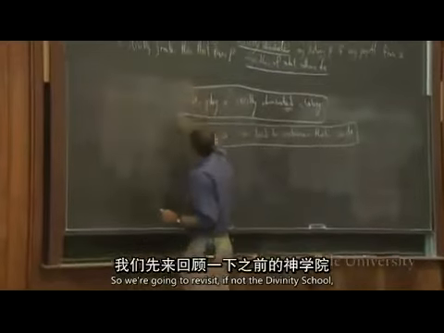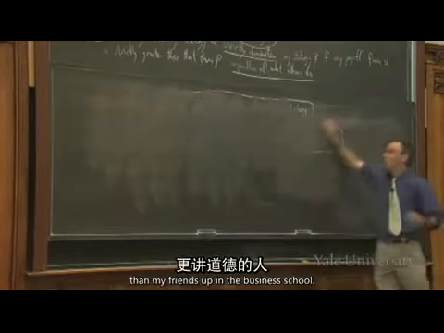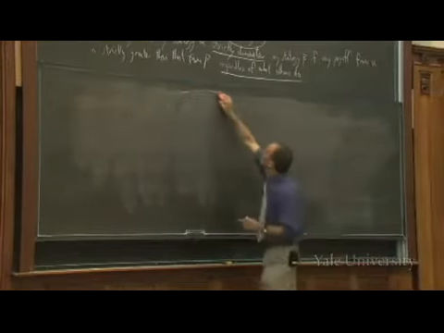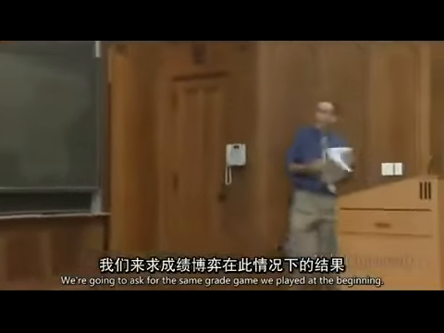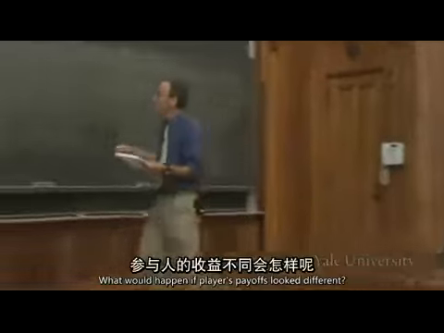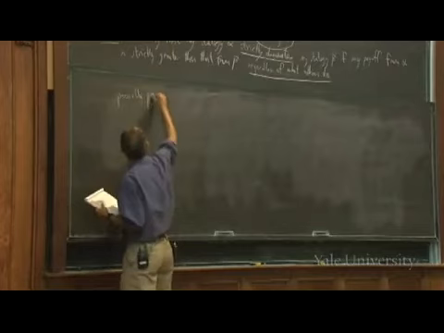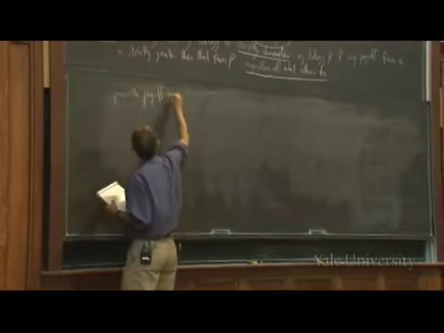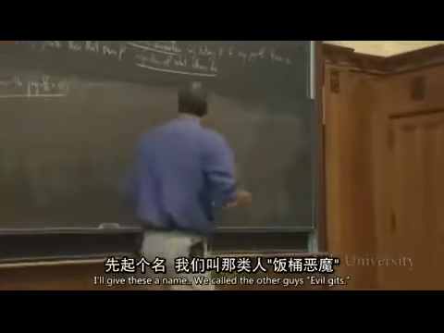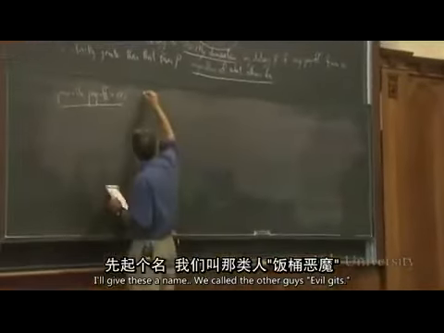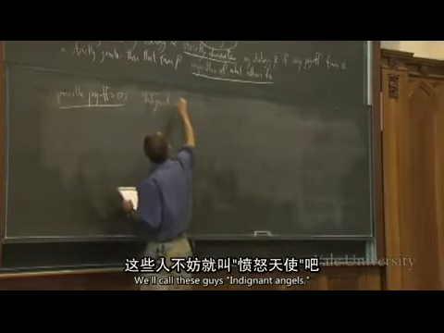So we're going to revisit, if not the divinity school, at least some people who have more morality than my friends up in the business school. And we're going to ask, for the same grade game we played at the beginning, what would happen if players' payoffs look different? So these are possible payoffs too. All right? And I'll give these a name. We called the other guys evil gits. So we'll call these guys indignant angels.